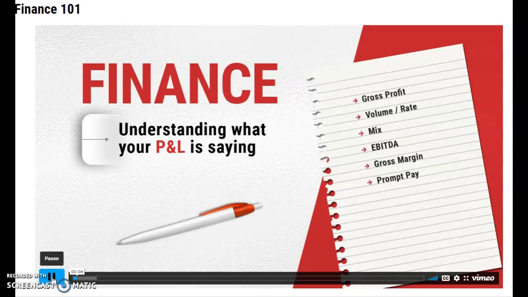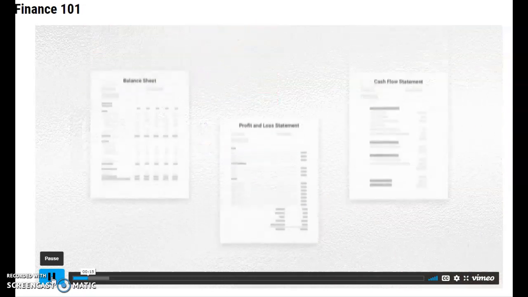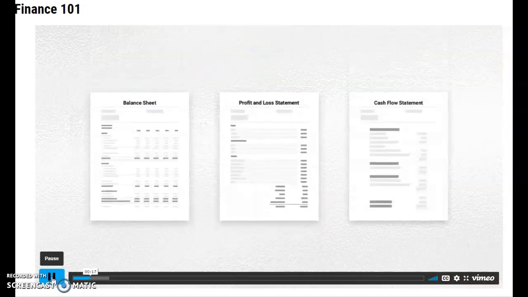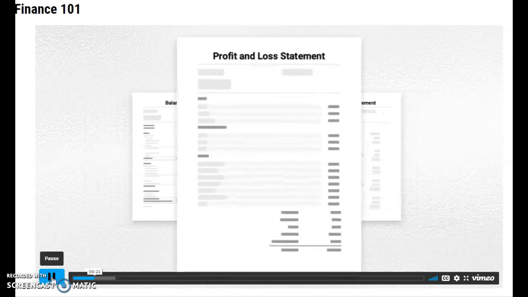In this course, we will look at finances, specifically about gaining an understanding of what a P&L statement is and what it means for your business. P&L stands for profit and loss. When managing your business, all three financial statements are important. But for now, we're going to focus on the P&L to help drive profitability performance.